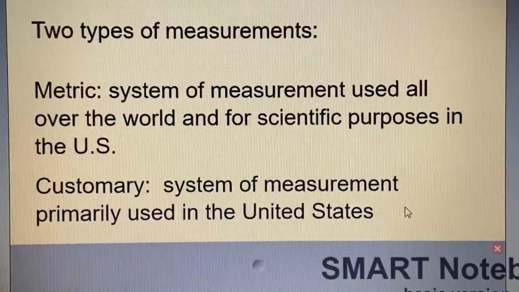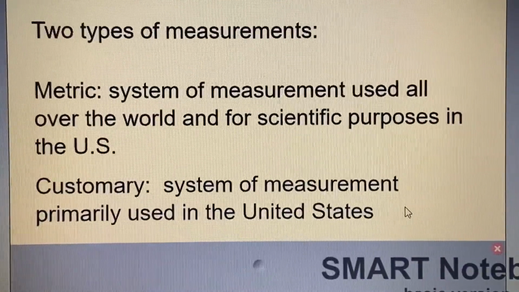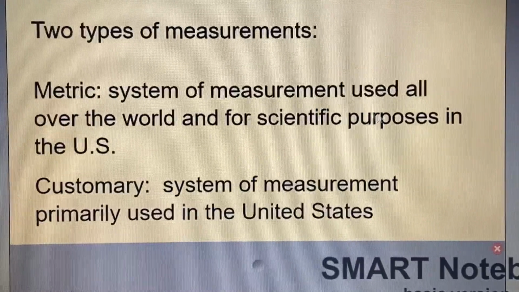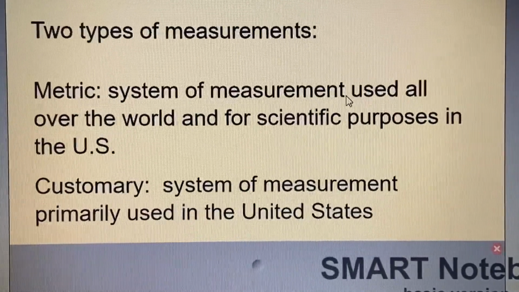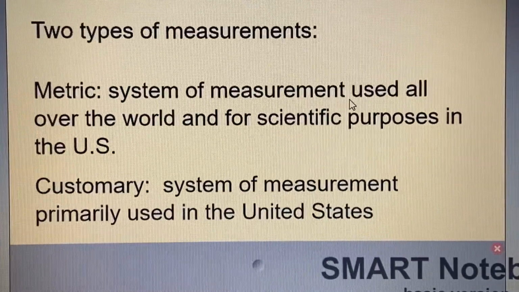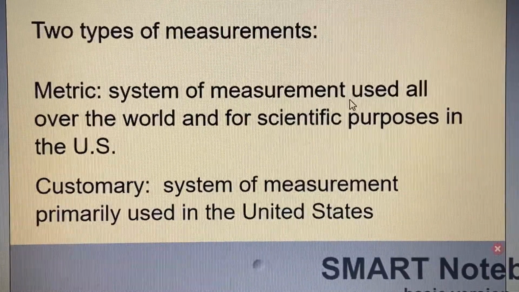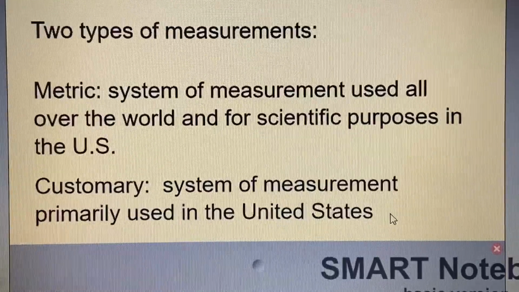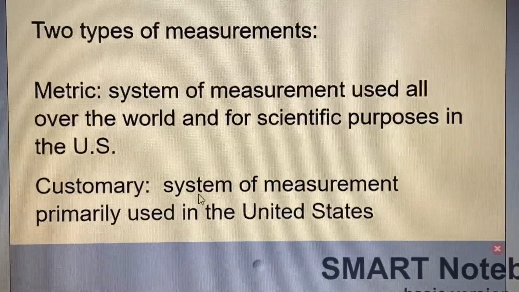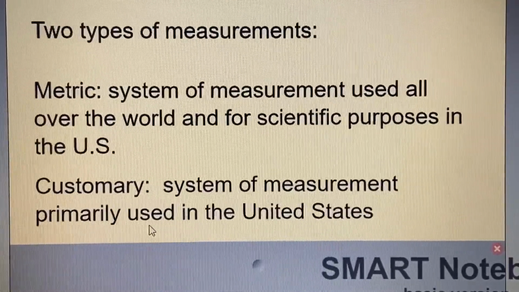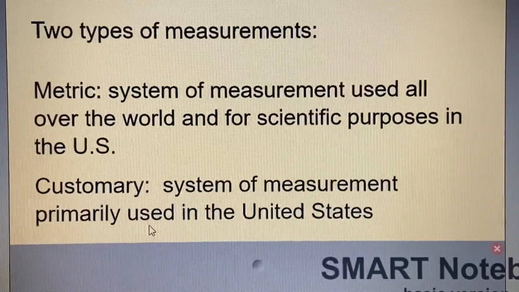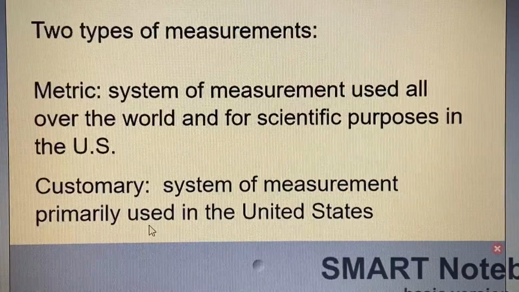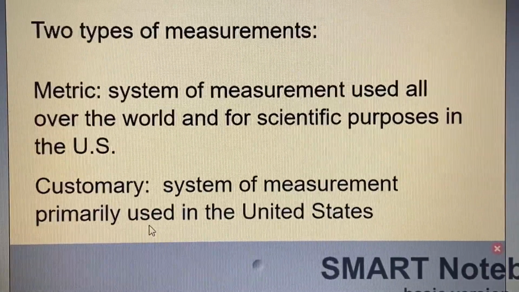There are two types of measurement systems in use. The first type is called the metric system. The metric system of measurement is used all over the world, and it's used here in the United States for scientific purposes. The customary system is the other system. It's a unit of measurement that is primarily used to measure in the United States. This customary system is the one that has the cups and the ounces and the yards and the feet.